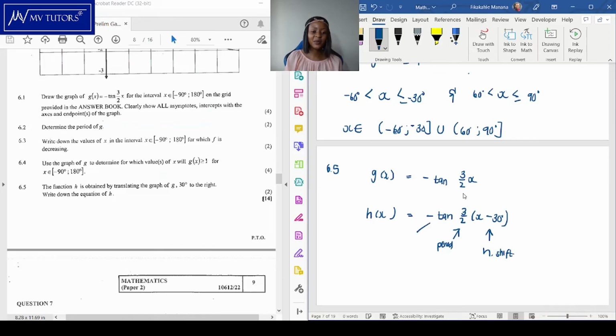Okay, this is what happens to your amplitude. And if you had plus or minus q, that would be a vertical shift. Okay. Shift. Now I write another word. Okay, but anyway, this is h of x, and that's where we conclude question 6.